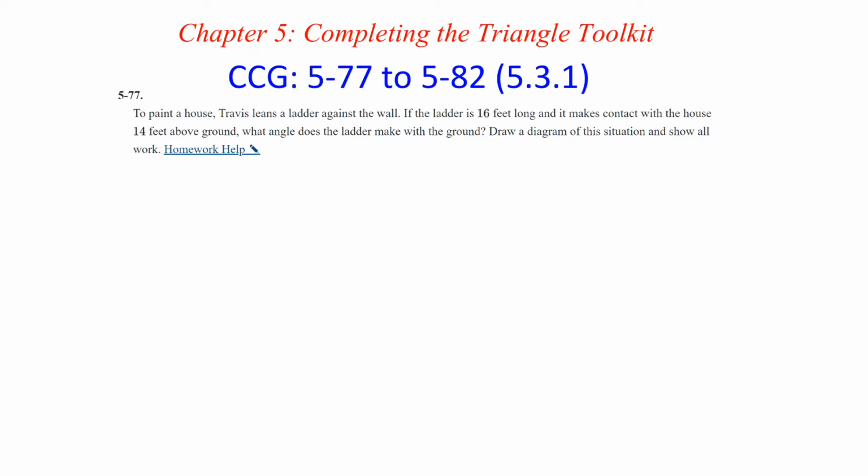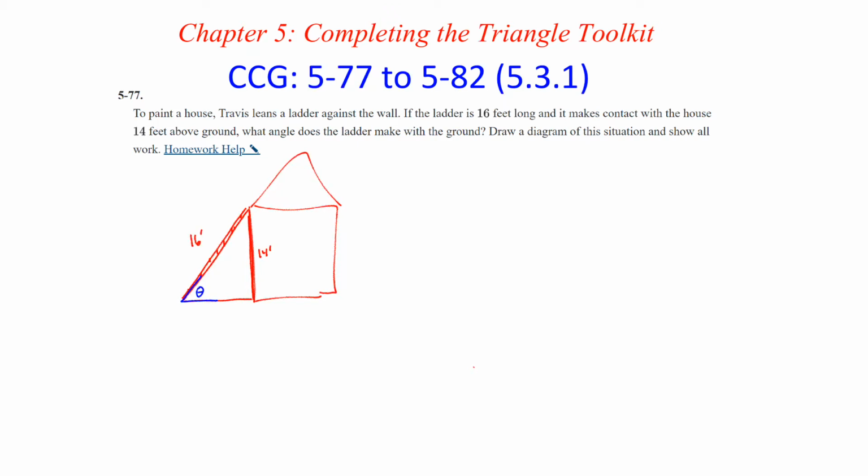So we're taking a look and we have a house. Here we go, my beautiful house. We have a ladder leaning up against the house. With that, we know that the ladder is 16 feet long, so we have 16 feet here, and it makes contact with the house 14 feet above the ground, so from here to here would be that side, 14 feet. It wants to know what angle the ladder makes with the ground. So here's the ladder, here's the ground, we're looking for this angle.